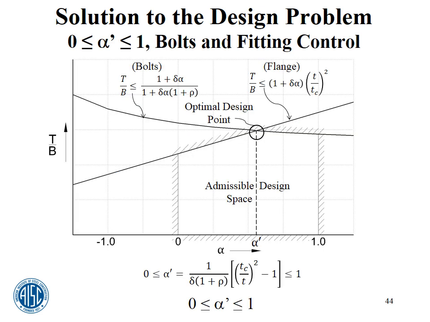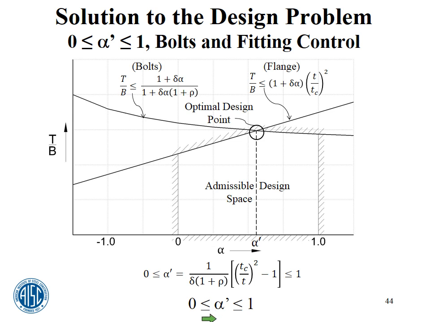And this is what you've got. If you now plot T sub B versus alpha, we've got two equations, or inequalities, if you like. I mean, we set T sub B equal, for the bolts, and T sub B equal, for the flange. You get these two curves. The curve for the bolts is a hyperbola, and the curve for the flange is just a straight line, and they intersect at a point, and that point is alpha prime. What I've got shown here is what I'm calling the admissible design space. Any point in here is an acceptable design. Anything outside of here is not.